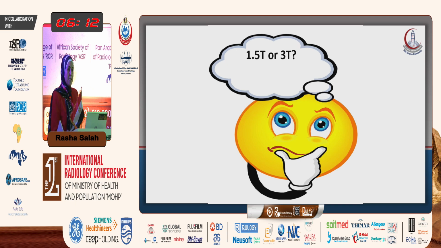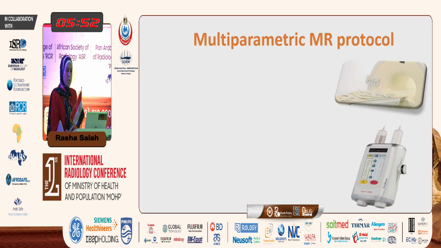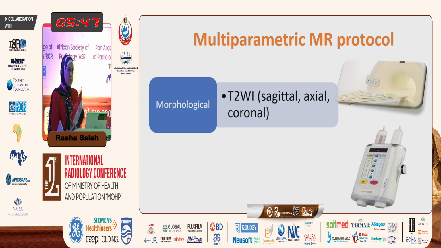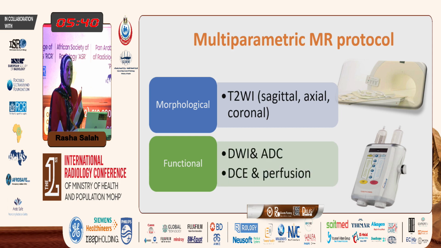And also, if the 3T is not available, 1.5T can be used, but with limitations, because as we know, 3T has better image resolution and better evaluation, and it is recommended for prostate imaging by the guidelines compared to 1.5T. The multiparametric MRI includes morphologic evaluation, which is the T2 weighted image in multiplanar, as we will mention shortly, and then we perform the functional imaging, including diffusion and ADC, and also the dynamic contrast enhanced images.